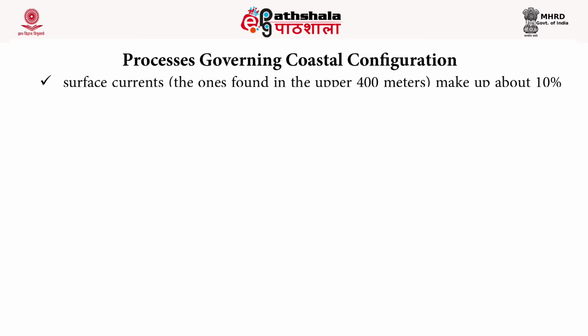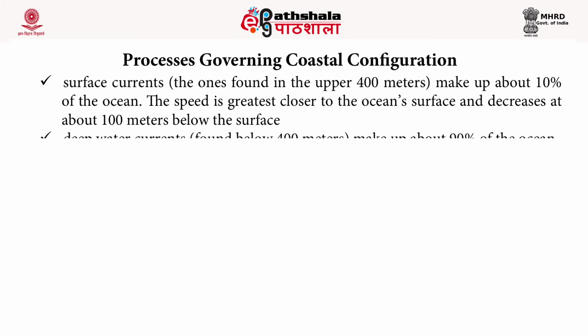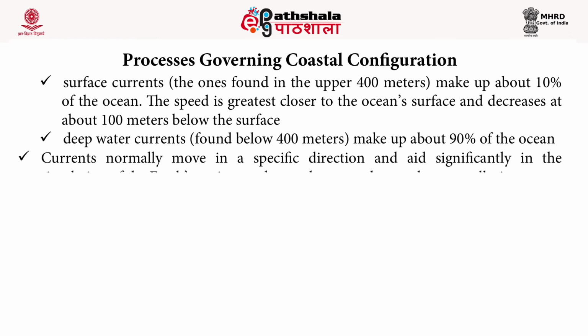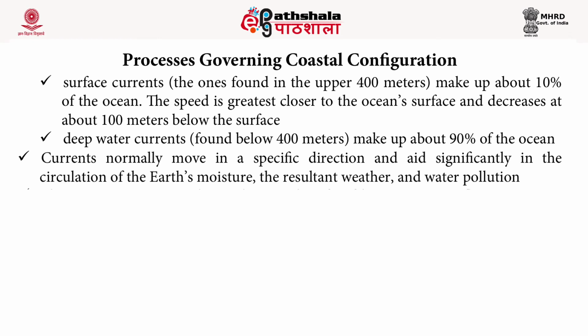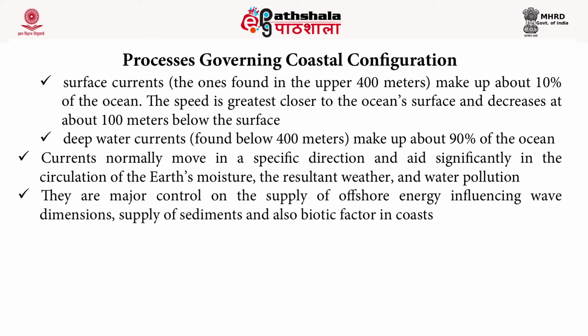Currents are generally categorized into surface currents and deep water currents. Surface currents make up about 10% of the ocean, whereas deep water currents make up about 90% of the ocean. Currents normally move in a specific direction and aid significantly in the circulation of the Earth's moisture, the resultant weather and water pollution. They are a major control on the supply of offshore energy, influencing wave dimensions, supply of sediments and also a biotic factor in the coast.